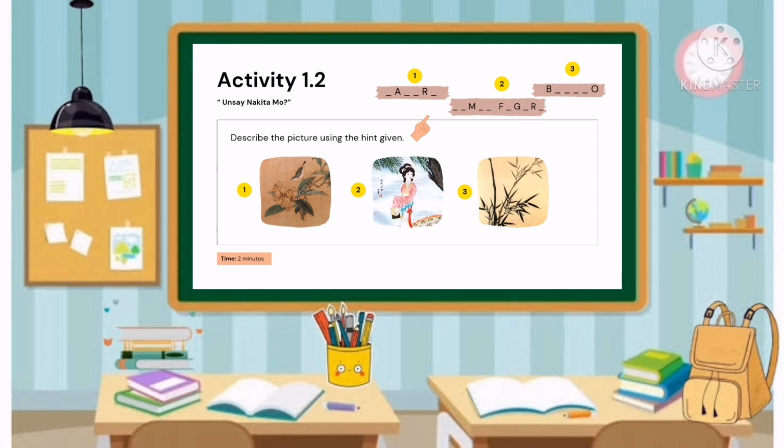This activity is entitled Unsay nakita mo? Describe the picture using the hint given. Number 1, you have letters A and R. Number 2, you have letters M, F, G, and R. And for number 3, you have letters B and O. You have also 3 pictures in here. I will give you 2 minutes for this activity. Again, please do not forget to pause this video while answering or doing this.